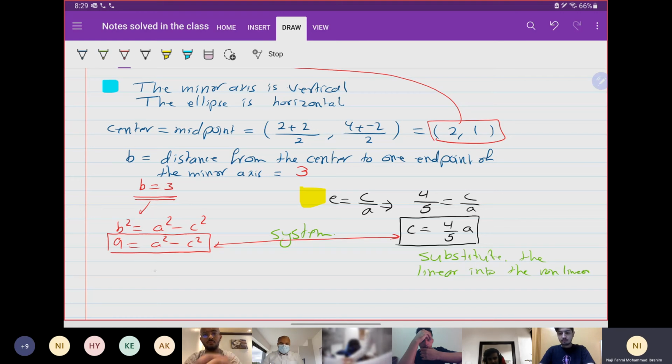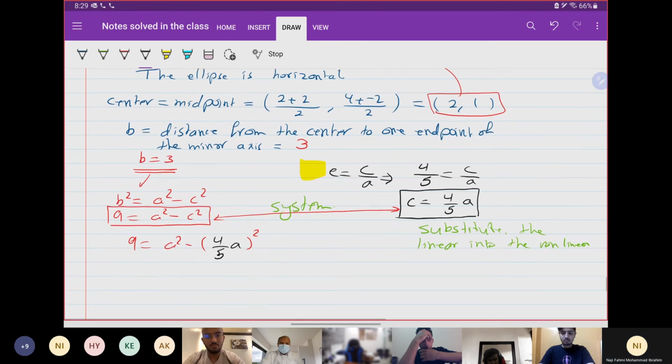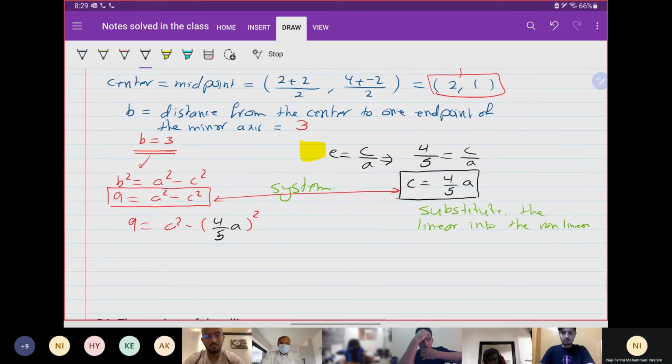So I have what now? 9 equals A squared minus C squared. We wrote it on the other side as C equals 4 over 5 A. So this is the substitution. In my last line here, how many variables do you see? One. 1 variable. So I think it's very easy to solve.